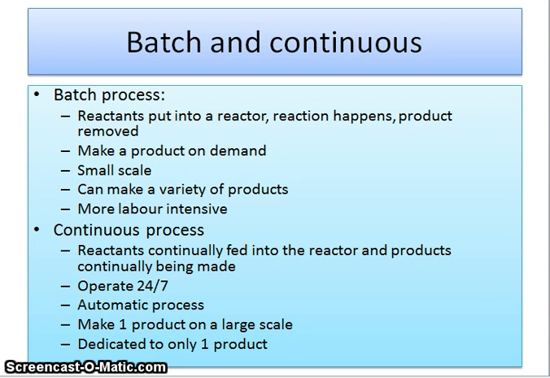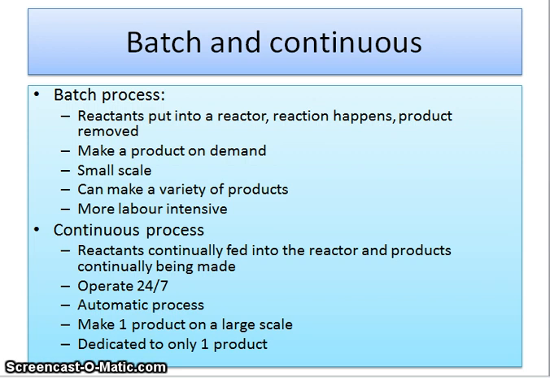So you just need to think about, is this being made for 24 hours a day or is it just a small scale? So if it's 24 hours a day, it's going to be continuous. If it's only small scale, a small batch of them, it's going to be the batch process. And then you might be asked to talk about the advantages and the disadvantages of each.